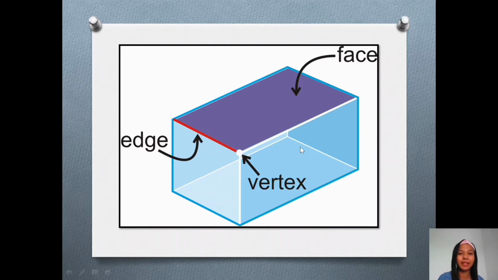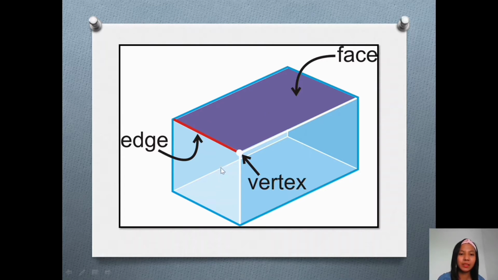Okay. So in this example, this is an example of 3D shapes. We are going to go along with our vocabulary today. In this solid figure or 3D shape, this is a face. This is called a face. Everybody say face.